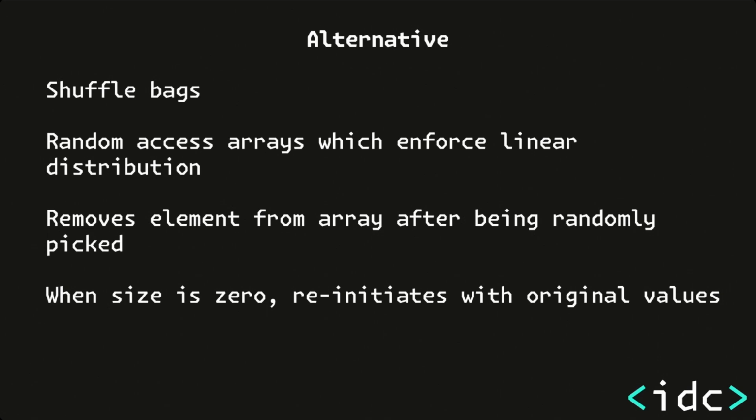So a shuffle bag is an array where you could get random elements out of it, but when the random element is picked, that element is removed from the array. This enforces linear distribution. So every item will only be picked once. So the logic's pretty simple. It's an array that you remove items out of that have been randomly selected. When the count of the array is 0, the array gets reinitialized with all of its initial values again. So let's see what that looks like in code.